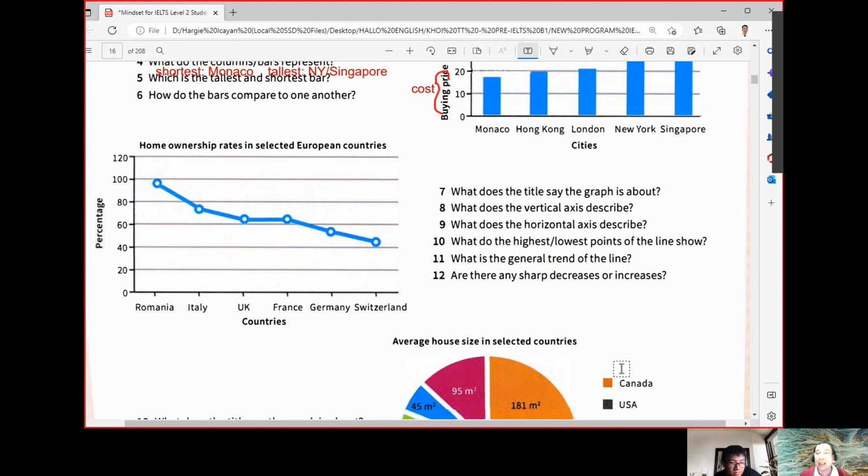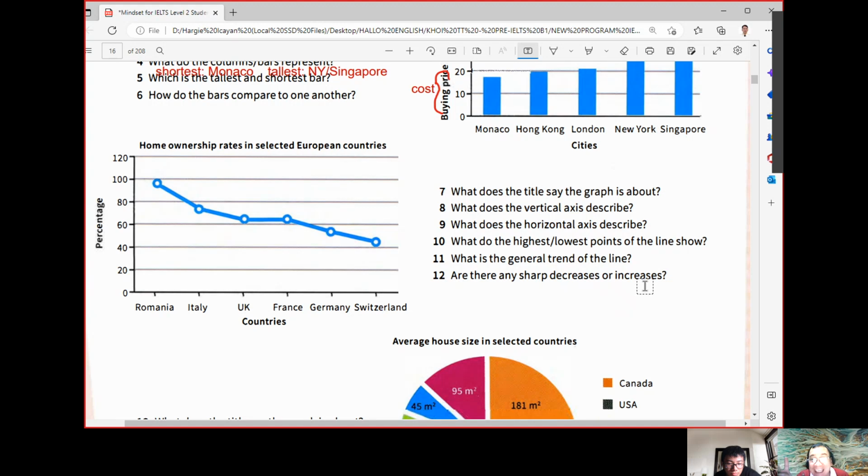So that means we should take note that the title is very important. What else? The data on the vertical axis and horizontal axis are also important. The highest and lowest points, in general, would also be important. And of course, the tallest can also be highest, and the shortest can also be lowest. It's all the same.